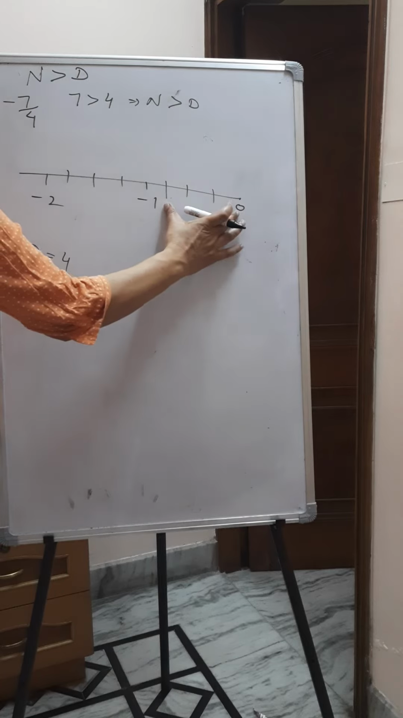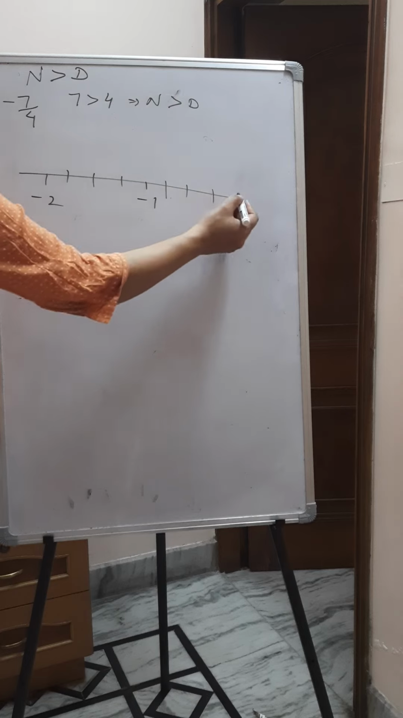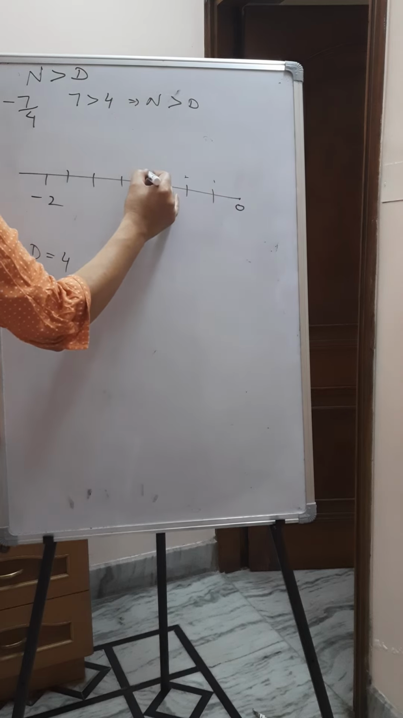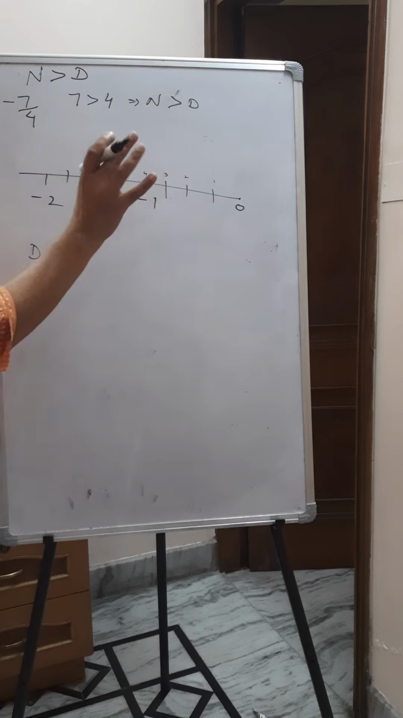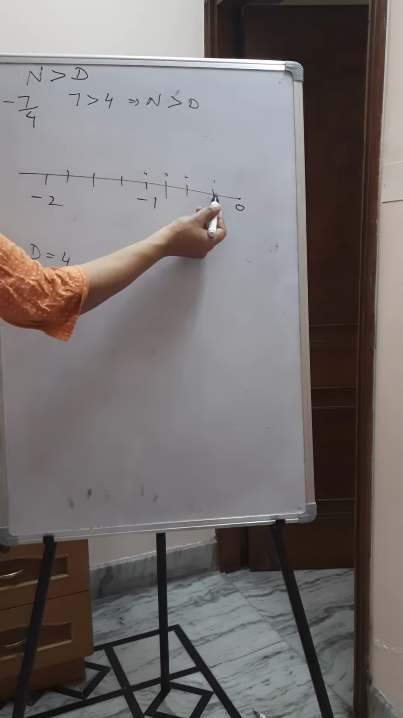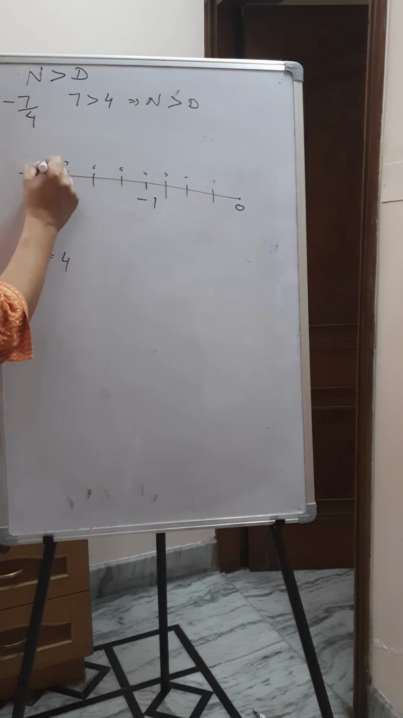Divide each interval into 4 parts. Next step is start the marking. 0, 1, 2, 3, 4. This is not too loud, very small, just to count the lines, how many lines we have drawn. 1, 2, 3, 4, 5, 6, 7 and 8. Okay, now our question is about -7/4.